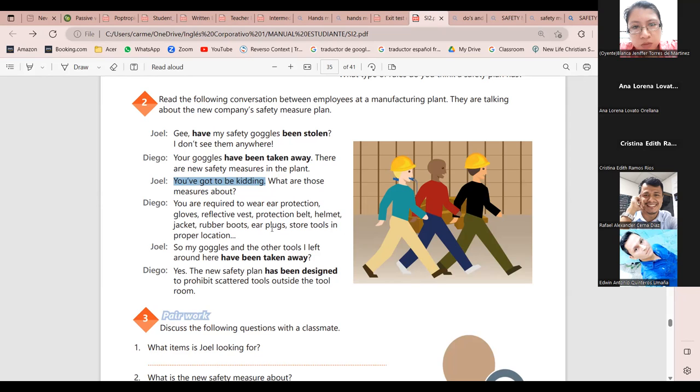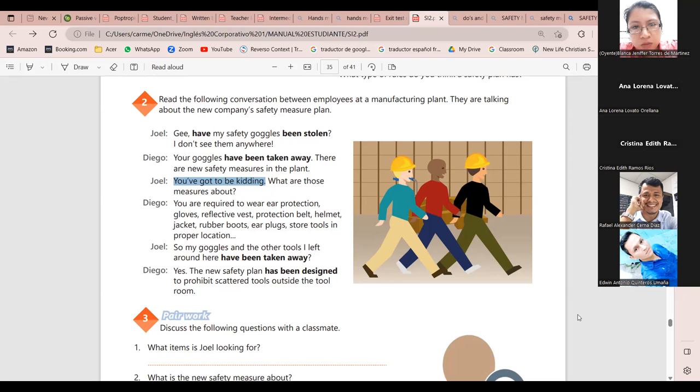Earplugs. Yes, there you are. Earplugs. Okay, and scattered. But already stylized, scattered. Scattered. Yes. Outside. The tool room. Yes, correct.